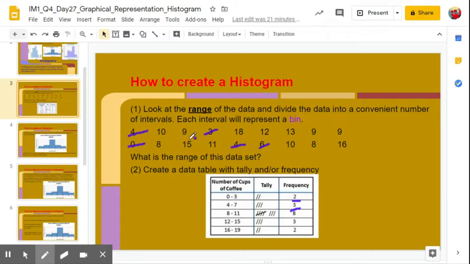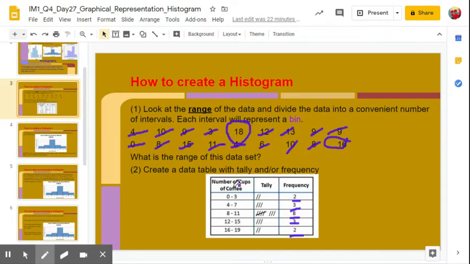Ooh, 8 to 11. All right, here's 1, 2, 3, 4, 5, 6, 7, 8. Oh man, 8. So that's how you got the 8 there. Then 12 to 15, go through the data. There's a 12, 1, 13, 2, 15, 3. And then 16 to 19, we got the last 2 here. All right, so that's how we get the frequency.